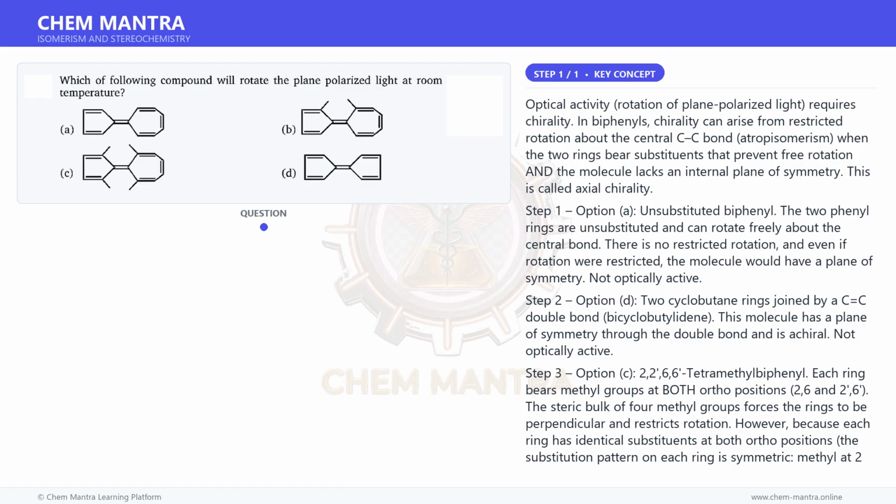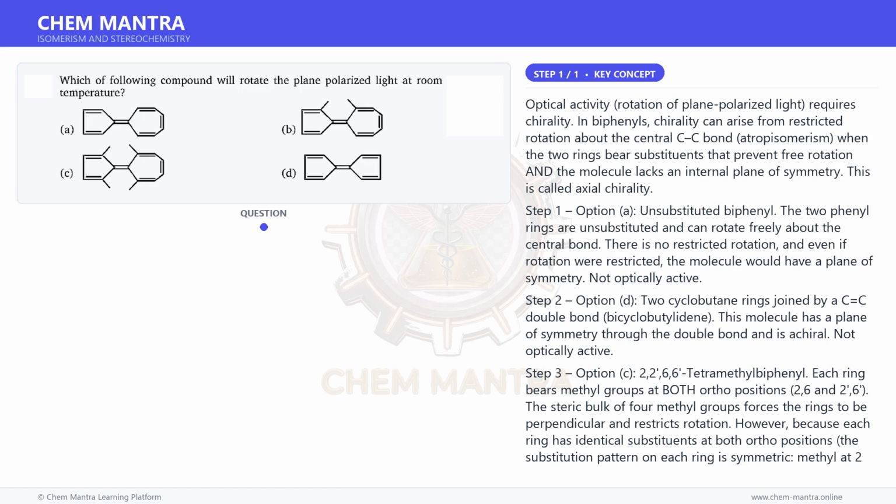In biphenyls, chirality can arise from restricted rotation about the central C-C bond, atropisomerism, when the two rings bear substituents that prevent free rotation and the molecule lacks an internal plane of symmetry. This is called axial chirality.